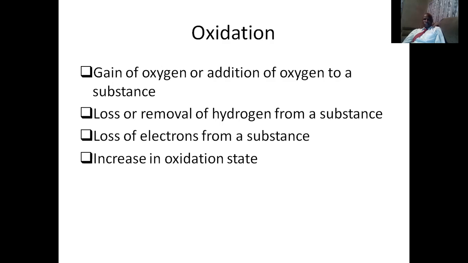In terms of oxygen, addition of oxygen. In terms of hydrogen, oxidation is actually removal of hydrogen from the substance. In terms of electrons, it is the loss of electrons from a substance. And in terms of the oxidation state, it is the increase in the oxidation state.